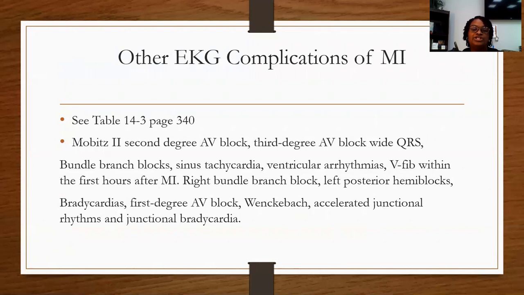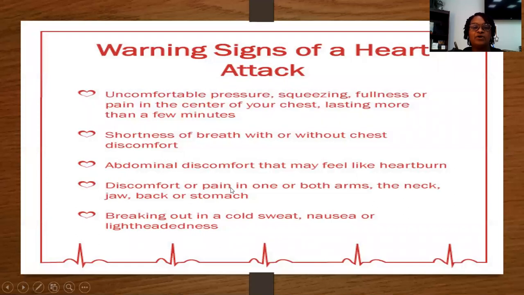Here are other EKG complications of an MI. You can see another illustration of some of these on page 340, table 14-3. They may have Mobitz 2 second-degree block, third-degree block with your wide QRS, sinus tachycardia, bundle branch block, ventricular arrhythmias, your VFib, hemiblocks, bradycardia, Wenckebach, and junctional rhythms. Okay? So what are the warning signs of a heart attack?